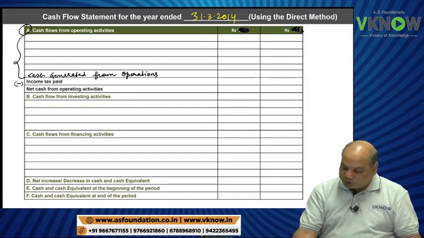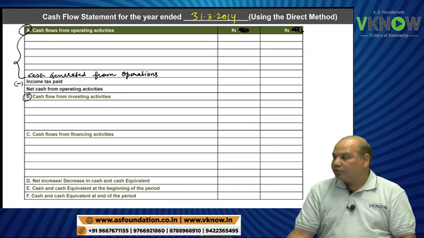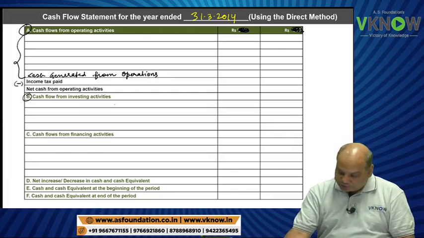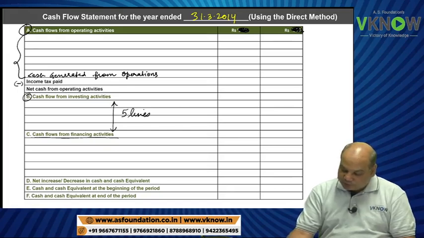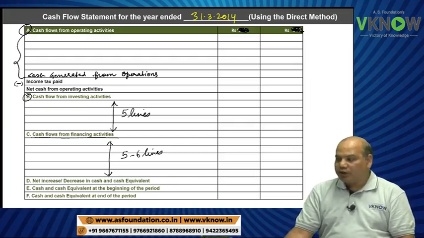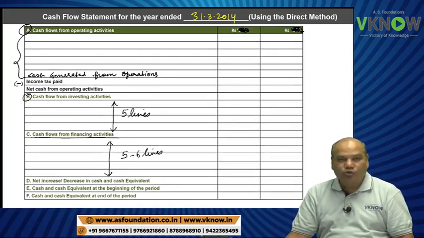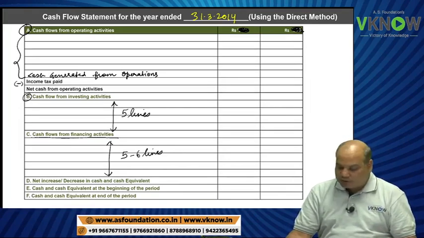After that, write down point number B, cash flow from investing activities. Everybody, 5 lines blank, minimum. More than that, if you can afford. Then cash flow from financing activities. Keep 5 to 6 lines blank. First, we have to draw the format, then working notes, then we can solve easily.